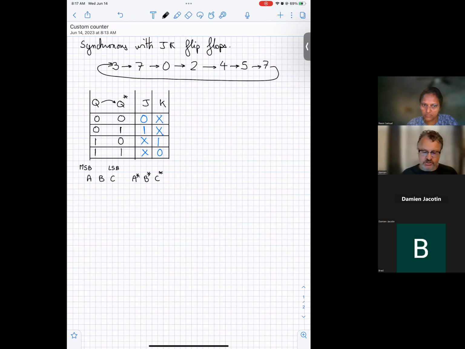Since we're dealing with JK flip-flops, that means that for each of those flip-flops I need 2 inputs: JA and KA, JB and KB for flip-flop B, and JC and KC for flip-flop C. Okay, so we're going to have a table right here.